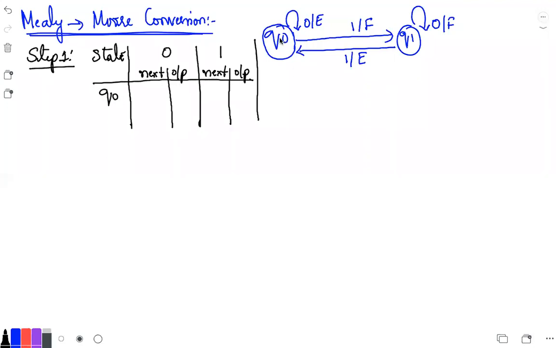So state Q0. Q0 on 0, you will be reaching Q0 and the output you are getting is E. Q0 on 1, you will be reaching Q1 and the output you are getting is F. The same, state Q1 on 0, you will be reaching Q1 and the output you are generating is F. Q1 on 1, you will be reaching Q0 and the output you are getting is E. That's it.